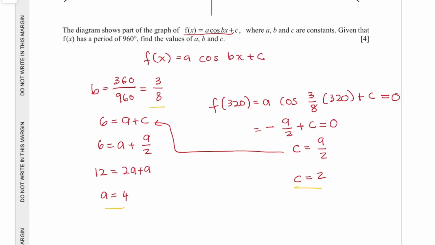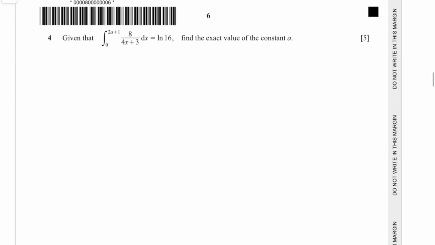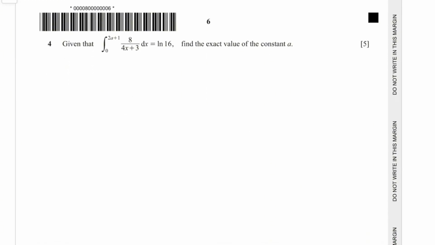Let's see, how do I get my points over here? I got my first point when I find b is 3 over 8, that is b1. My second mark is when I equate that 6 is equal to a plus c. That's method mark 1. Third mark is when I found that c is 2 and a is 4. This is a1 and this is another a1. Right, altogether 4 marks.